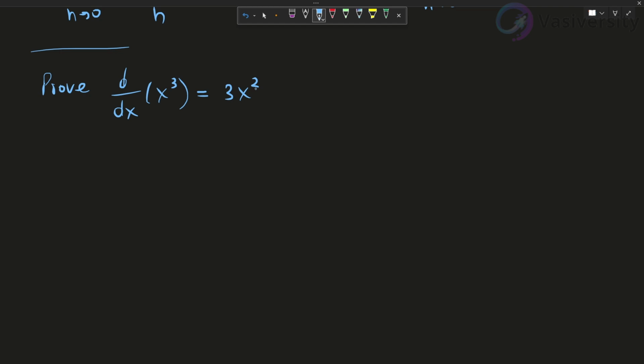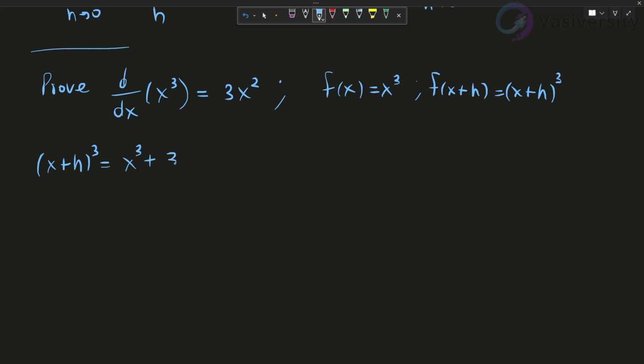Okay. Now, let's go ahead and, again, recall a few things. So we have f of x equal to x cubed, and then f of x plus h is going to be equal to (x plus h) cubed, right? Don't forget the parentheses. So, by the identity of cube, if we recall from algebra, we will have x cubed plus 3x squared h plus 3x h squared plus h cubed.